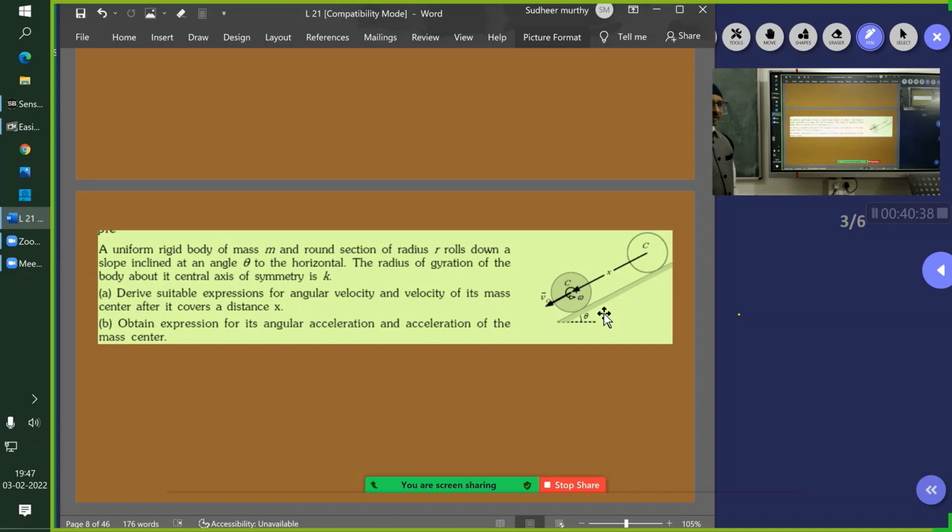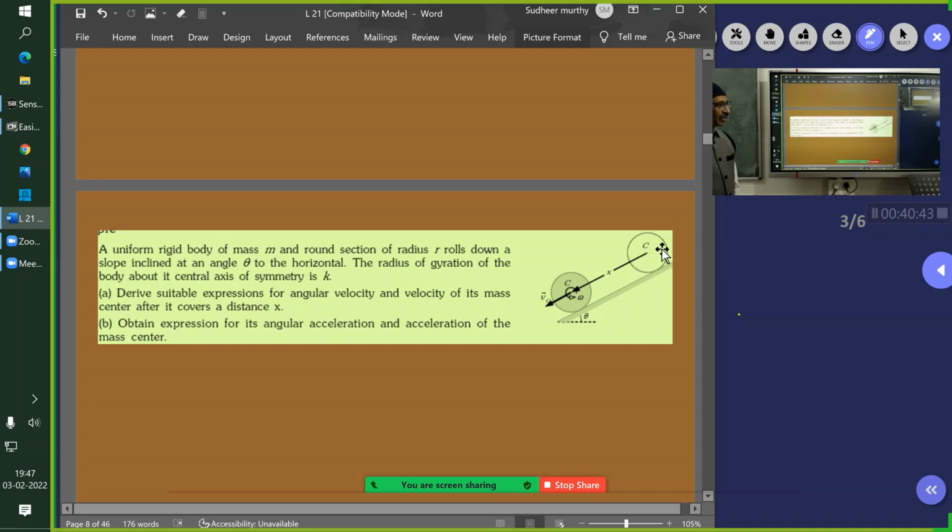So both the methods you can use. You can use Newtonian as well as the energy method. Earlier in translation also we had that. The only thing is in translation the body was sliding here, whereas here it is rolling.